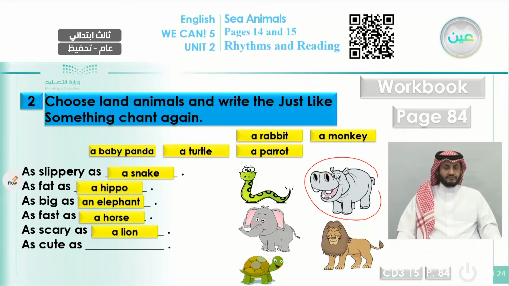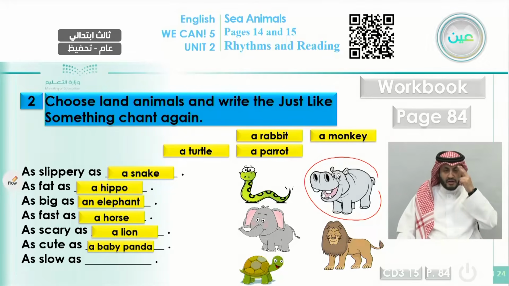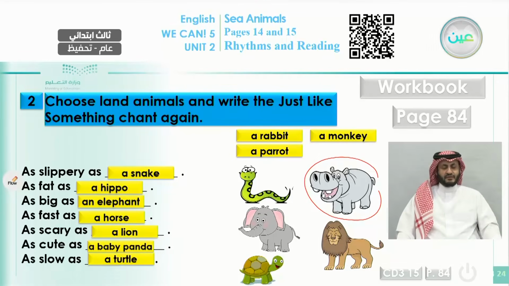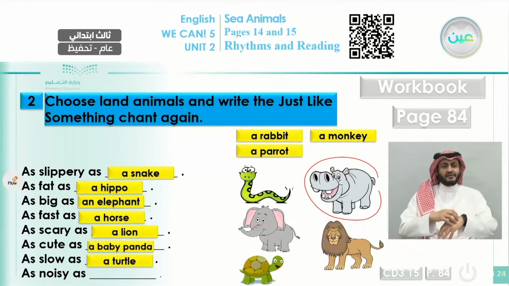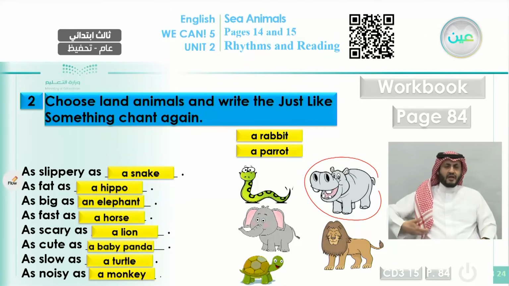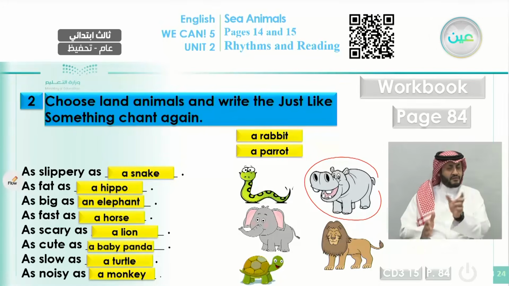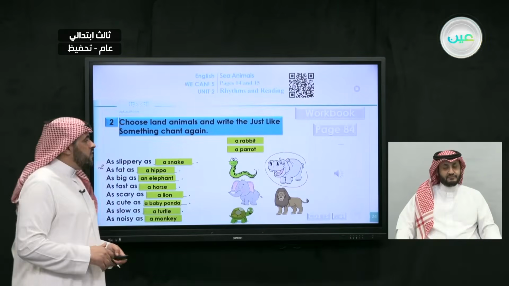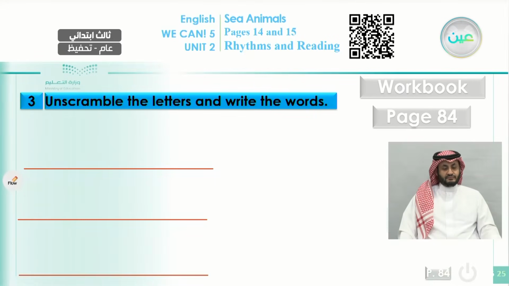Next, as cute as, which one you think is cute? Is it a baby panda, turtle, a parrot, rabbit, or monkey? We can say baby panda. As slow as, a turtle. That's right. Okay, as noisy as, which one is noisy? Monkey. And you can talk about rabbit and parrot. What do you think the adjectives that can describe these two animals? You can use them by your own.